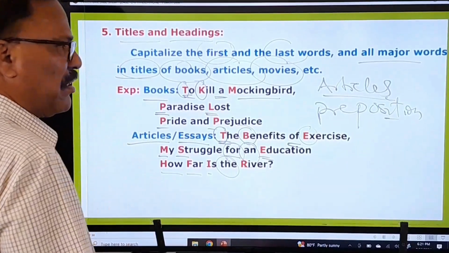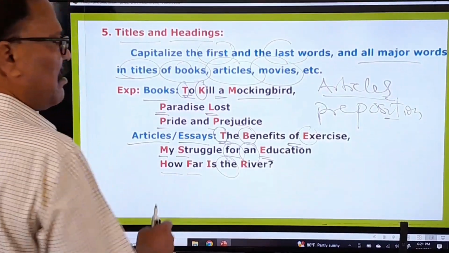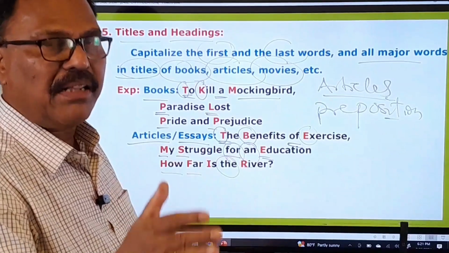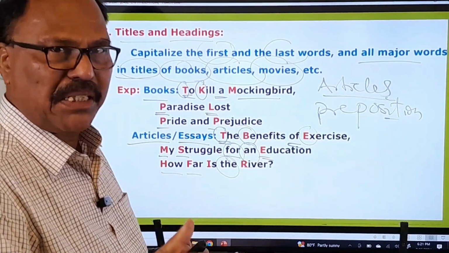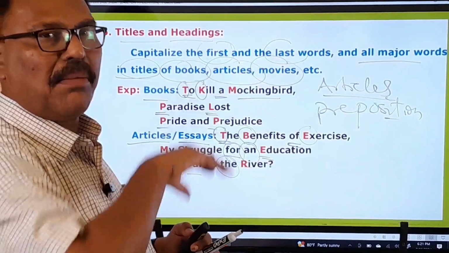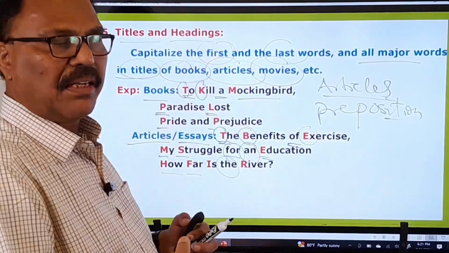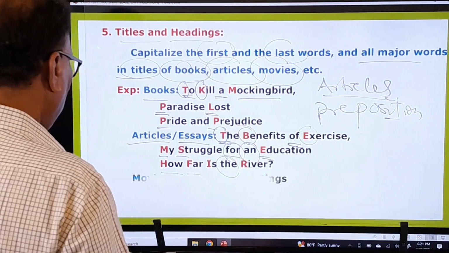All other important words are capitalized, including the helping verbs. Okay, what are the helping verbs? Am, is, are, was, were, have, has, had, do, does, did, shall, should, will, would, can, could, may, might, must. These are all helping verbs, and they can also be capitalized if at all they occur in the middle of the title, right? You go to the next point.